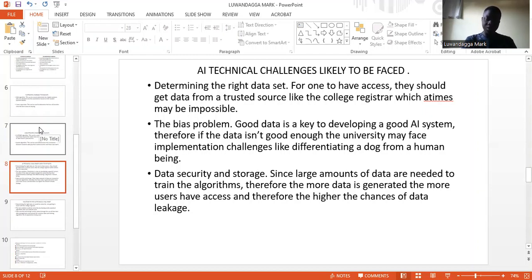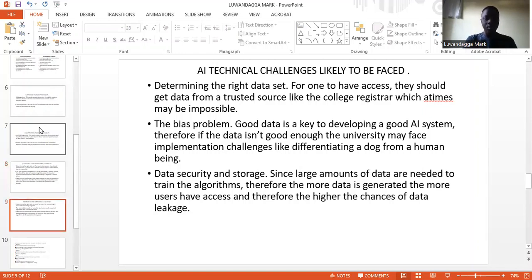And also there is data security and storage. Here we are dealing with large amounts of data, because when you look at the College of Computing alone, there are different courses being offered, such as the Bachelor of Information Systems. So that means there is a lot of data. If there is no security for that data, and you cannot store it properly, you're going to face problems, because different students have different details. That means you have to connect each and every student to their own details.